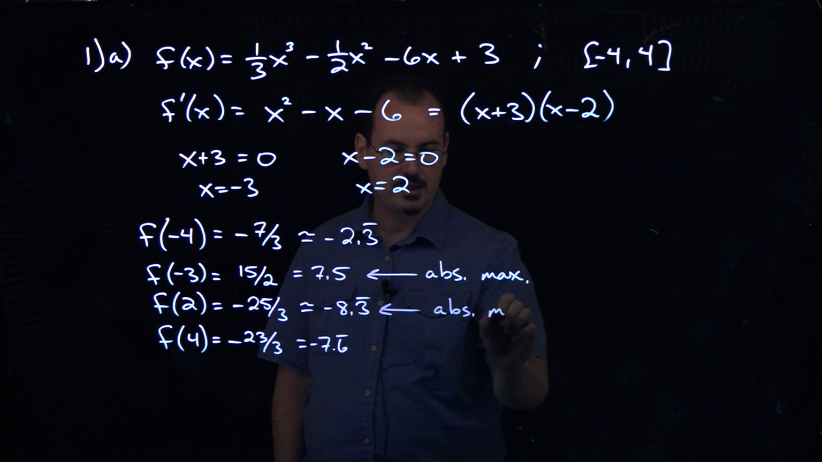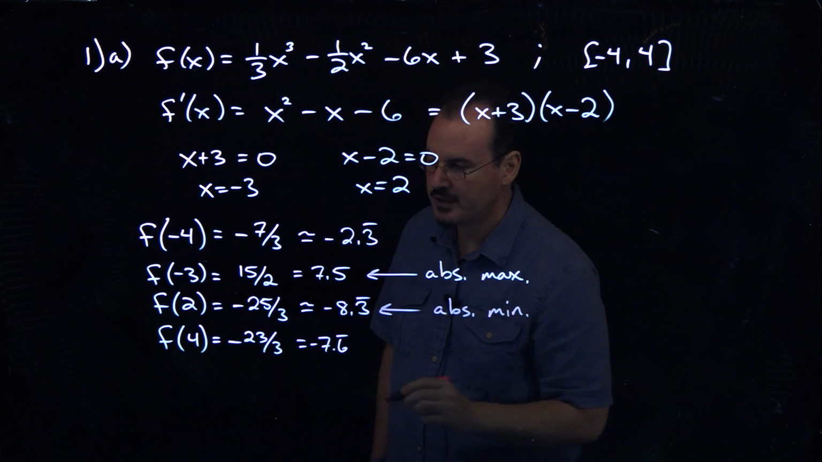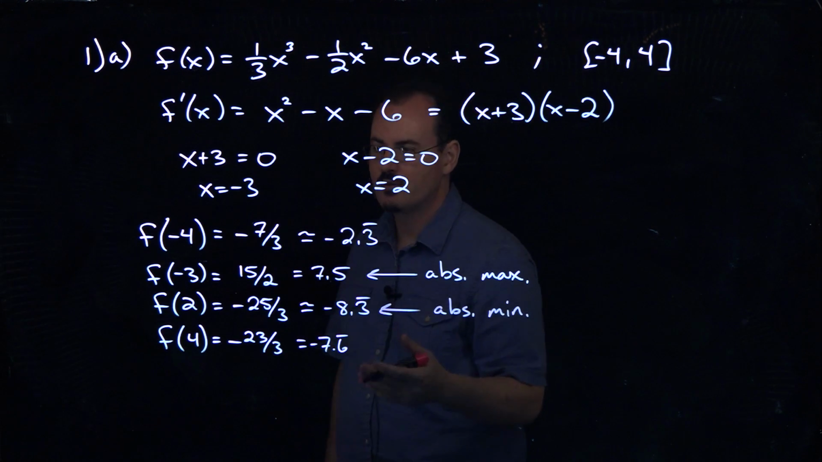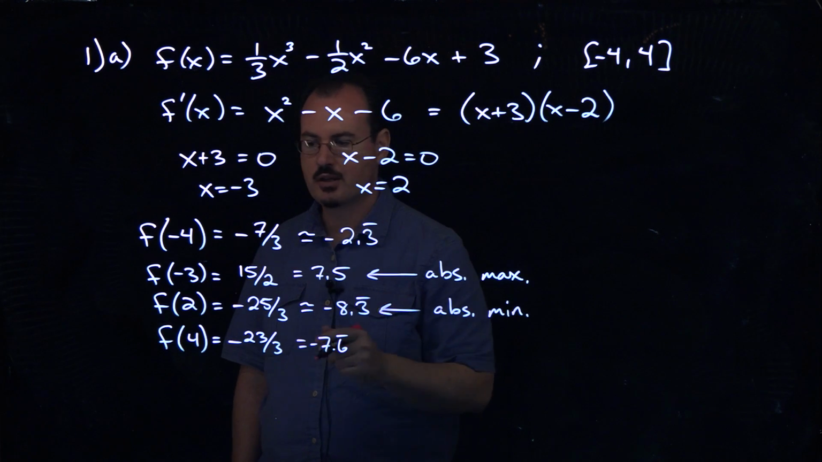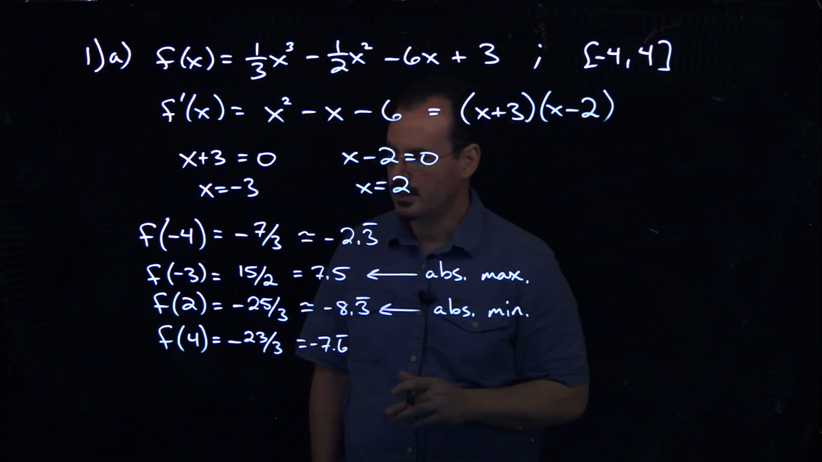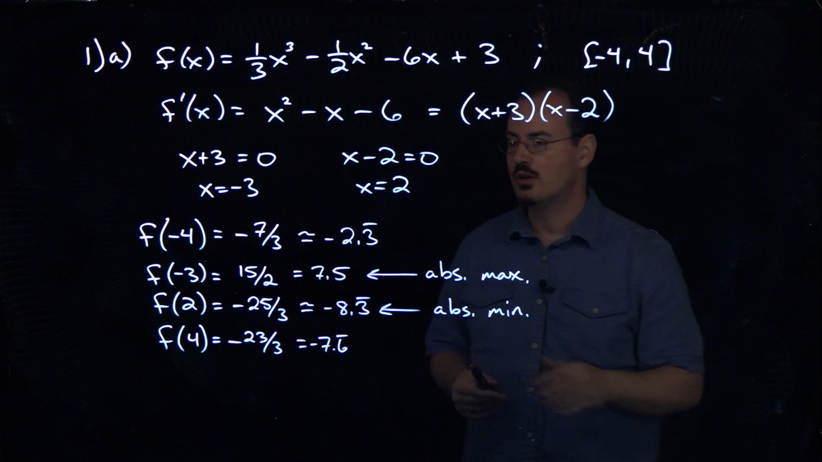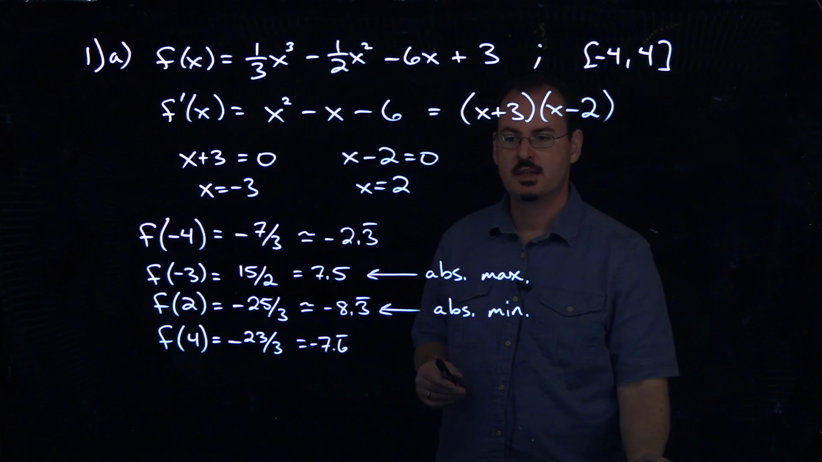So remember that these absolute extreme values can occur either at endpoints or critical numbers. In this particular case, both of them occurred at the critical numbers, but again, that certainly doesn't always have to happen. They could occur at the endpoints. Okay.